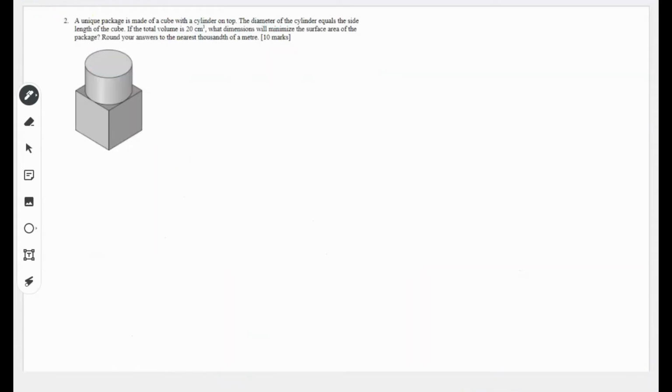Okay? So for the second question on our quiz, it says we have a unique package, definitely a unique package, made up of a cube and a cylinder on top. The diameter of the cylinder is equal to the lengths of the cube. So what does that mean? That means if we label this cube to have length, width, and height of x, it means the diameter would be x. Or, if you like, you can set the radius equal to 1/2 the diameter, or 1/2 x. It says the total volume is 20 centimeters cubed. We're going to use that information because that's a condition for this one. What dimensions will minimize the surface area?